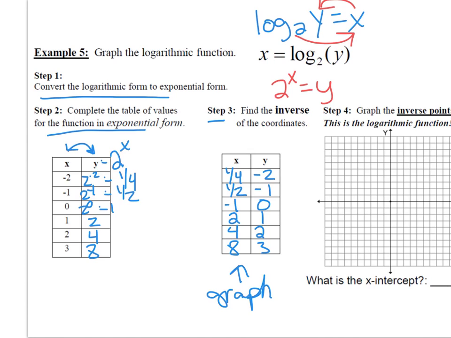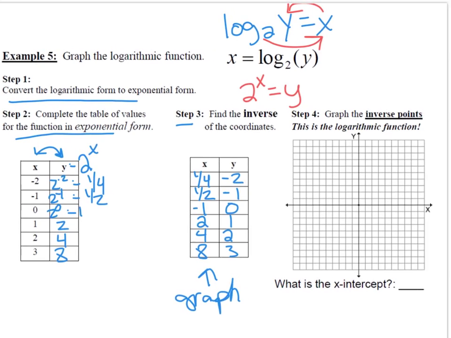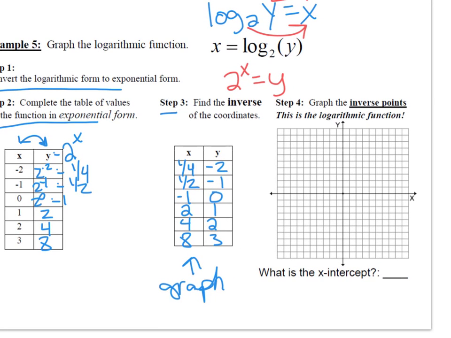Because remember in the very first video I said exponentials and logs are inverses of each other. So if I graph the inverse of the exponential, that's the same as graphing my log. It might be tricky for me to graph here on this small grid, but I'm going to start with this point right here.